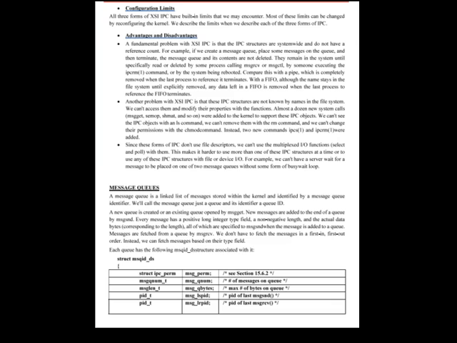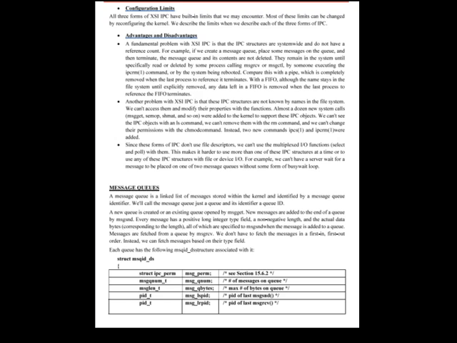Every message has a positive long integer type field, a non-negative length, and actual data bytes corresponding to the length, all of which are specified to msgsnd when the message is added to the queue. Messages are fetched from a queue by msgrcv. We don't have to fetch the messages in a first-in-first-out order. Instead, we can fetch messages based on their type field.